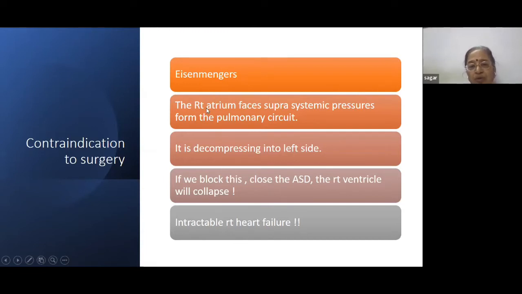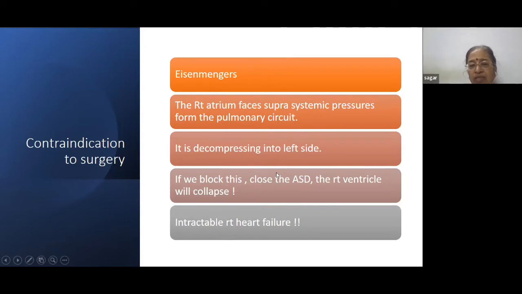What happens when you close? The right ventricle faces suprasystemic pressures from the pulmonary circuit. So the pulmonary circuit is suprasystemic. So the right ventricle is suprasystemic. And then the right atrium also becomes very high pressure. So it is decompressing into the left side. The right atrium is decompressing into the left atrium.